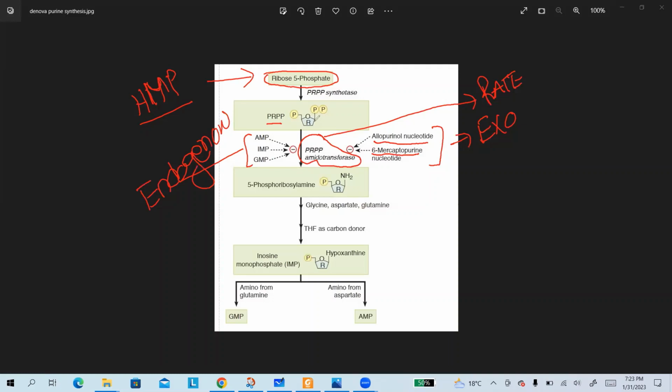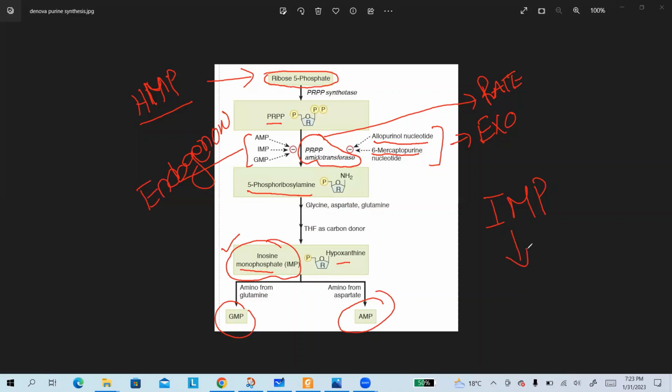So again, this PRPP is converted into 5-phosphoribosylamine, and then a series of reactions converts this phosphoribosylamine into inosine monophosphate and hypoxanthine. So IMP is basically the main product of this reaction. This is then converted into either GMP or AMP.